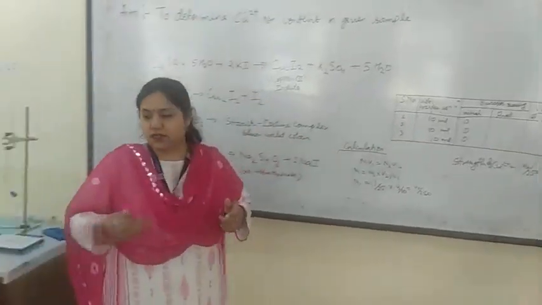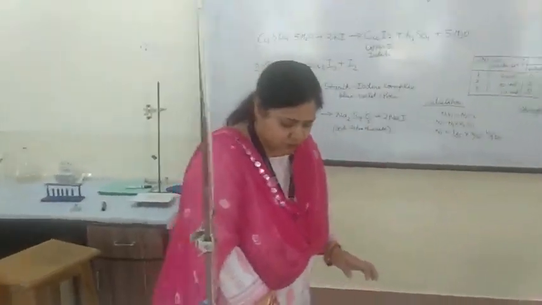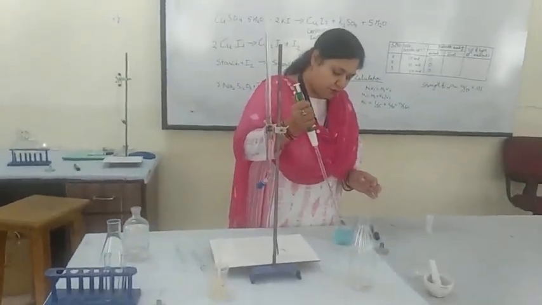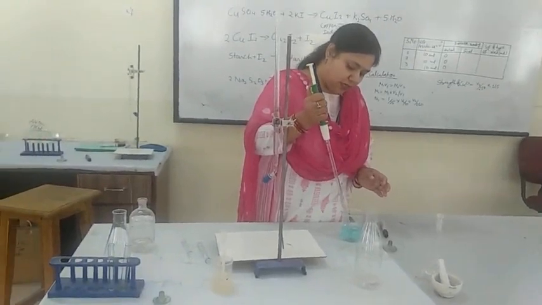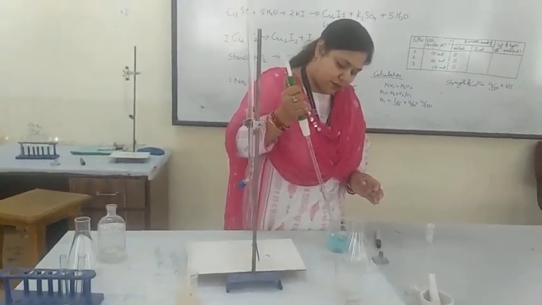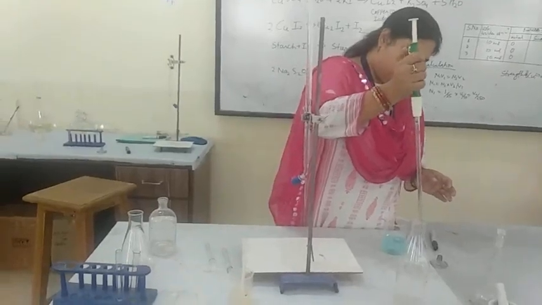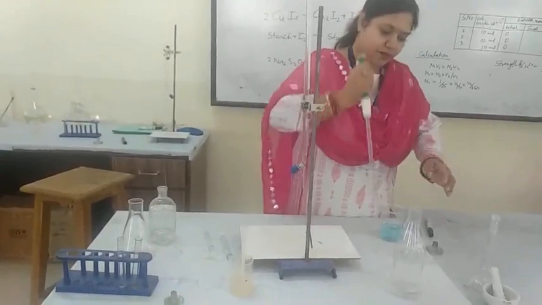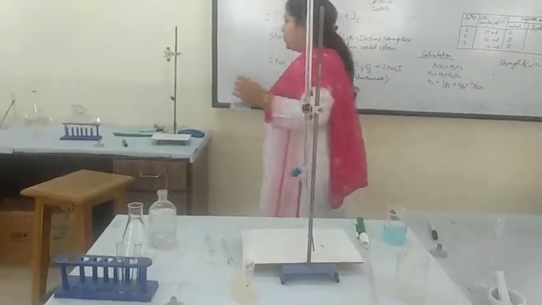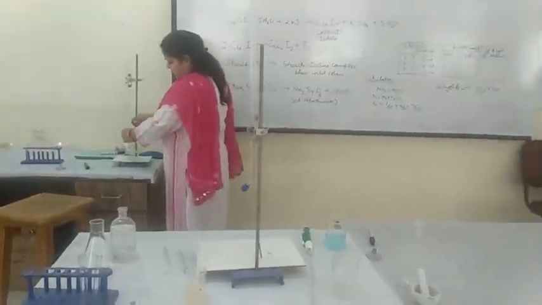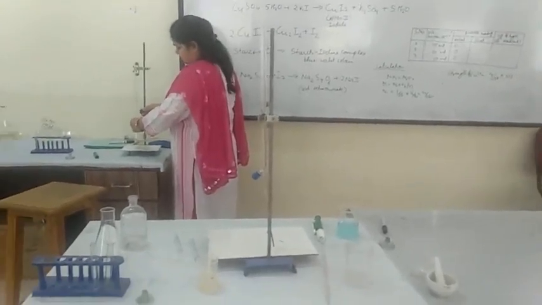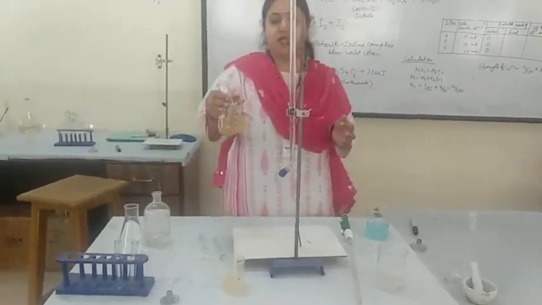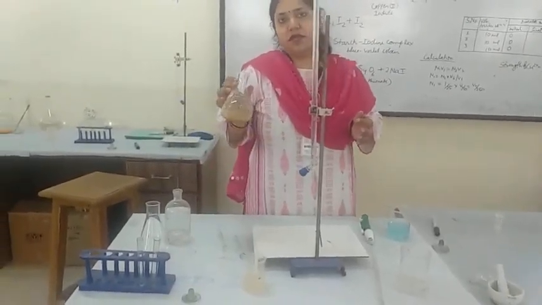So, start the titration. For the titration, first we will take 10 ml of sample solution containing Cu2+ ion. We will pour this 10 ml solution into a conical flask. Then we will add 2 ml of potassium iodide. This will liberate iodine and we will find a yellow color.